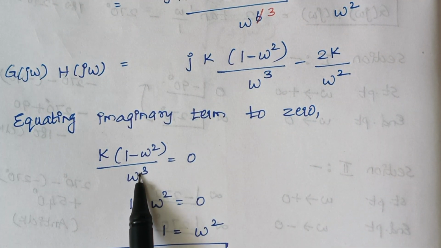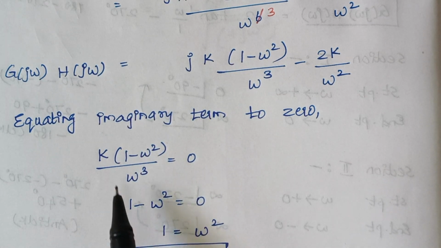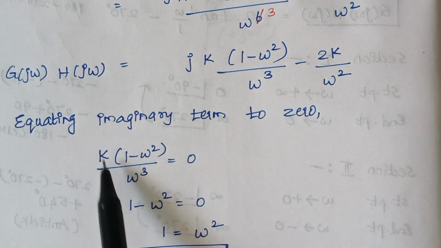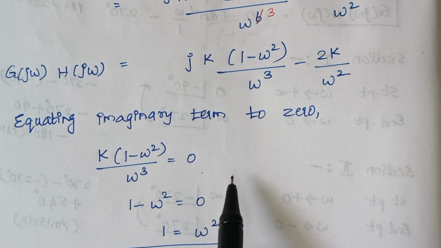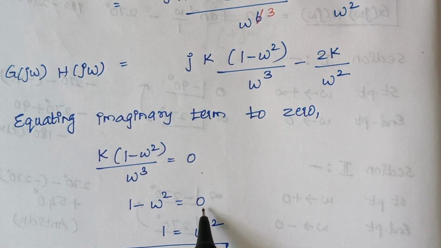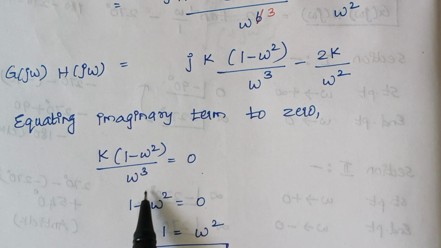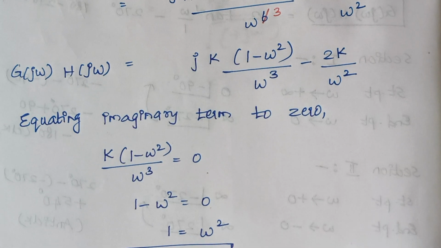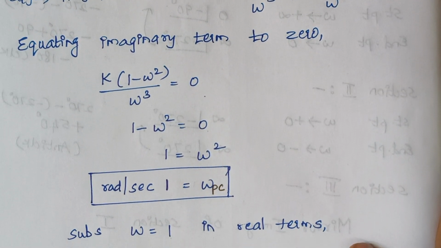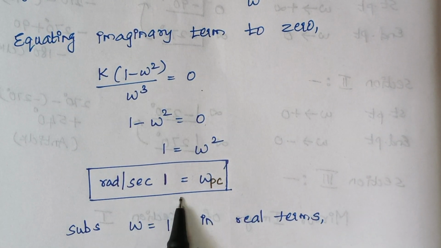This is our term, right? So 1 minus omega square. When I move this k by omega cube to this side, what happens? It will be omega cube by k. So anything multiplied by 0 is again 0. So again when I move this minus omega square to the right hand side, that becomes plus omega square. So what is the value of omega? It is 1 radian per second.